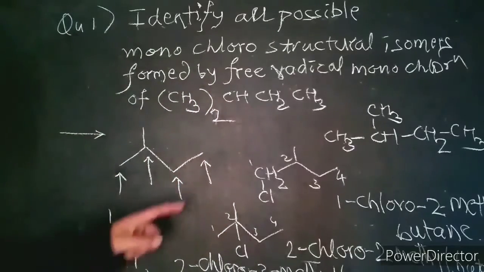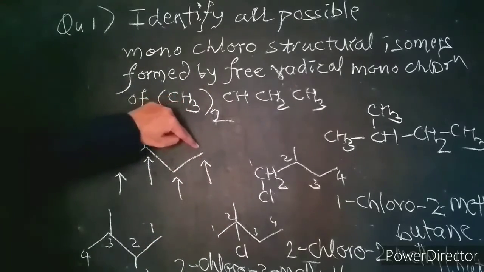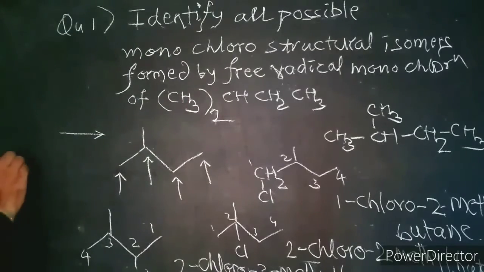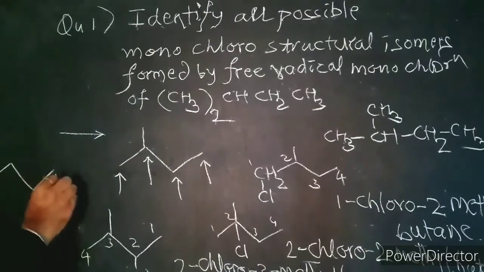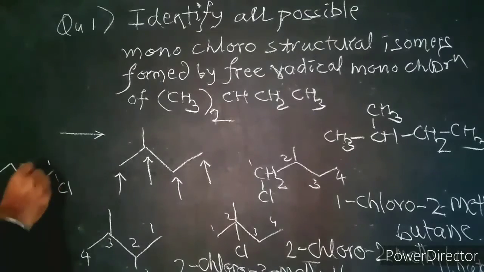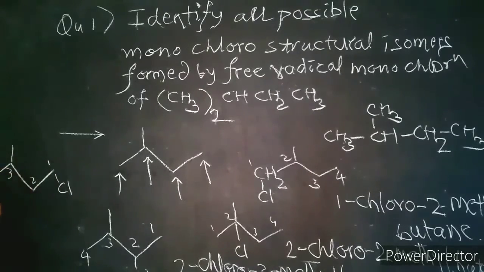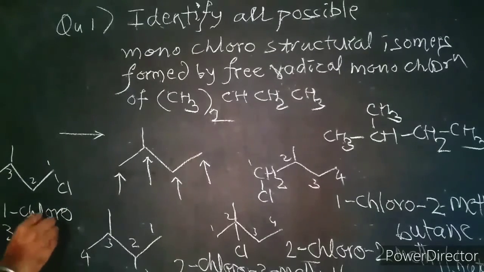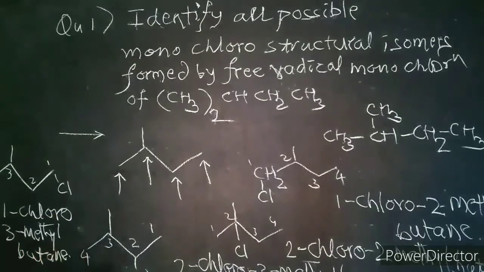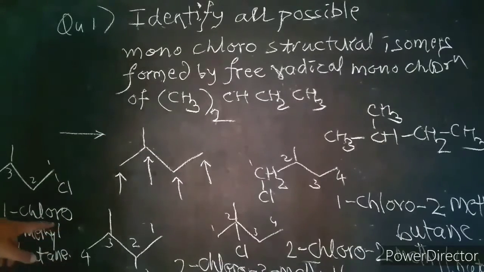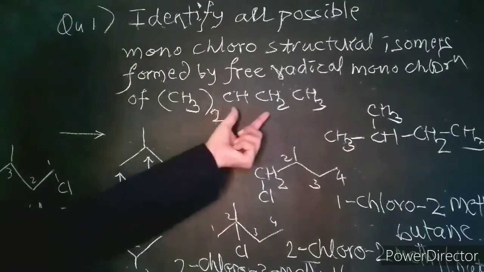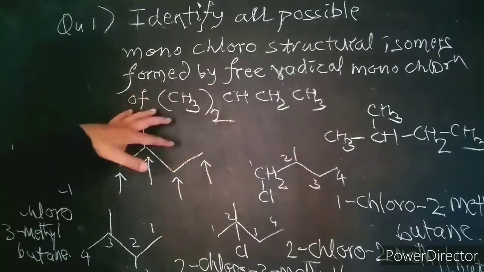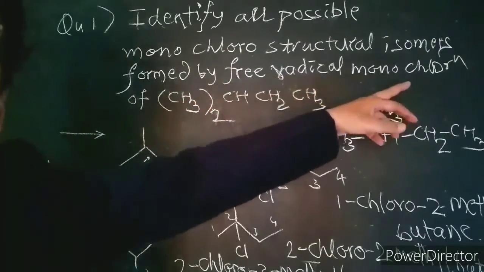Now lastly, when halogen is substituted here, we get a compound like this. Okay, 1, 2, 3, 4. This is 1-chloro-3-methylbutane. These are the 4 possible isomers when (CH3)2CHCH2CH3 is subjected to free radical monochlorination reaction.